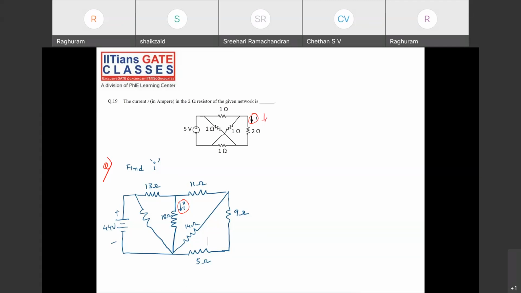Right. No current or 0 ampere. Yes, the first one is 0 amperes. Everyone right? Clear?